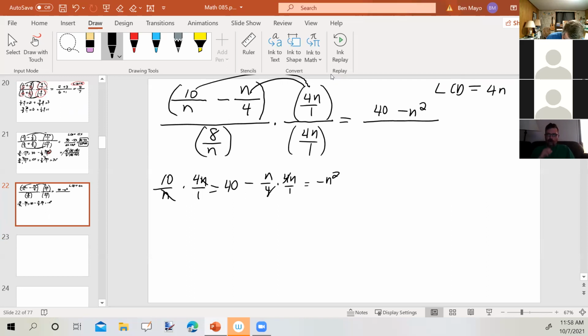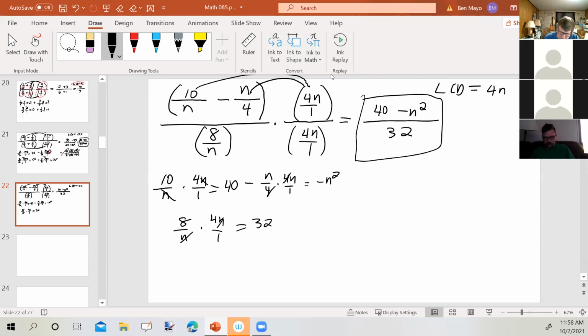In the denominator, 8 over n times 4n over 1. The n's reduce out and I have 32. Now, the numerator is the difference of, well, n squared is a square, but 40 isn't a square. So I can't factor the numerator. Consequently, I can't reduce anything. So there's the final answer. Questions about that one? Okay.